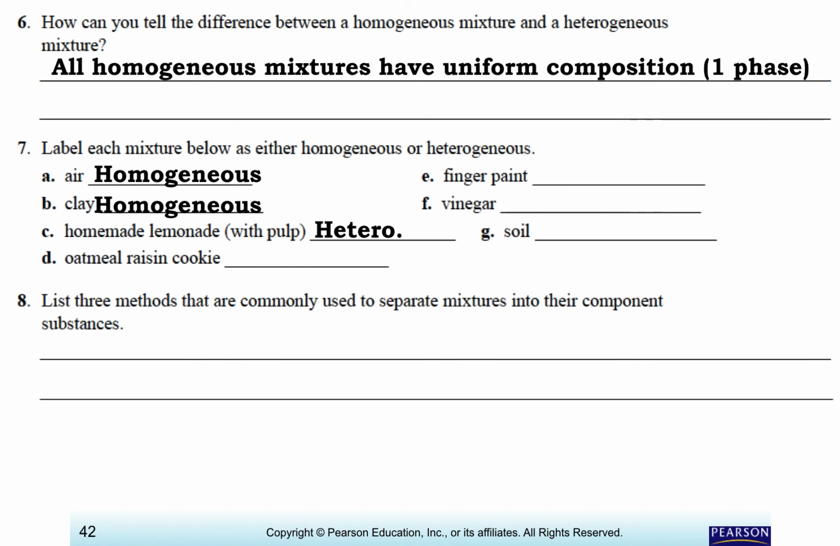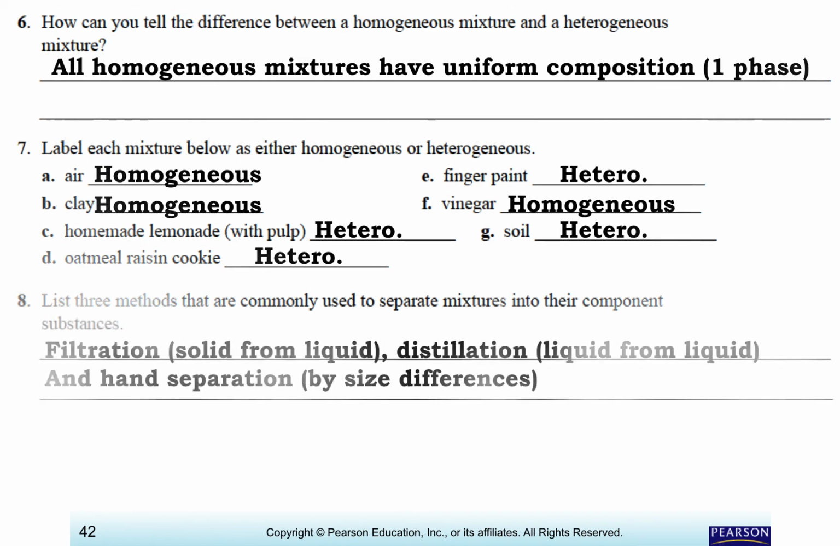Oatmeal raisin cookies are heterogeneous because you can see the raisins throughout. Finger paint is heterogeneous because whenever you get fingerprints, you can always see the difference in the different layers. Vinegar is homogeneous. It is a 5% solution of acetic acid, and soil is heterogeneous because you can see the different particles.